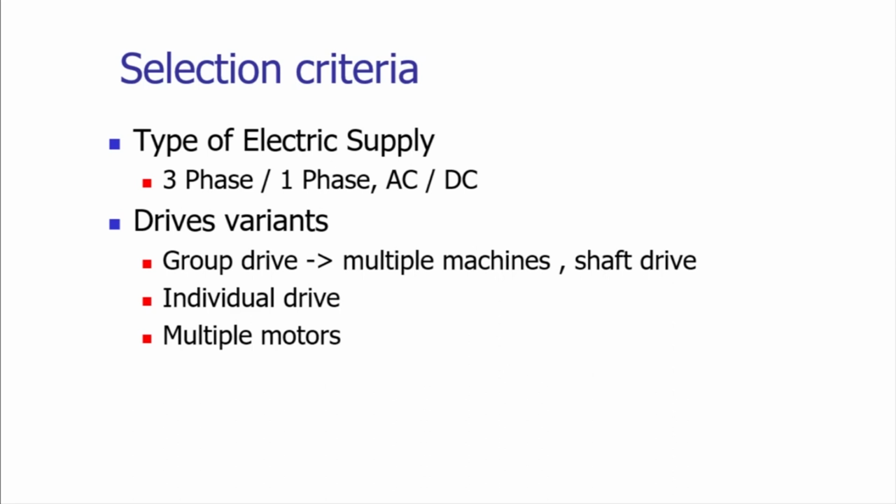If you require a motor for such a drive, the considerations or requirements may be different than for an individual drive. In an individual drive, a separate individual machine is entitled to an individual process or operation. In certain cases, we may require multiple motors to carry out the operations. Based upon the type of drive, we can choose the appropriate electric motor.